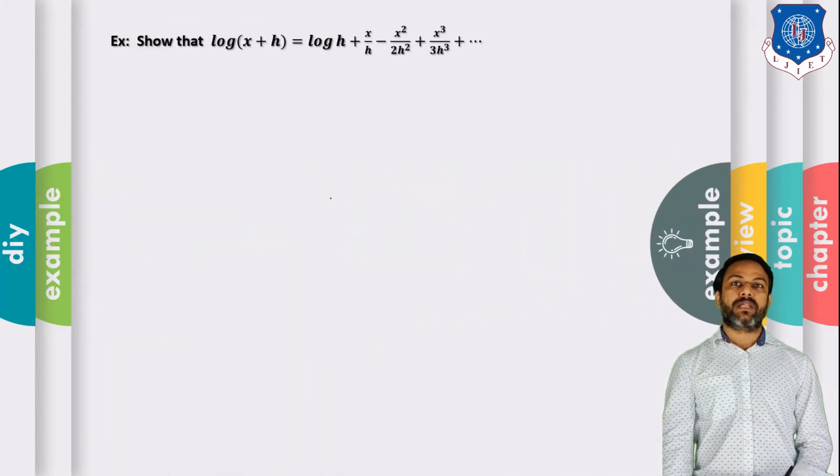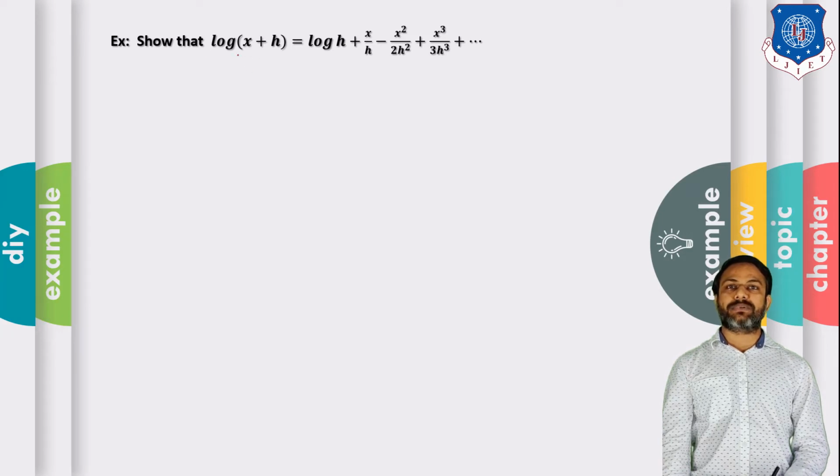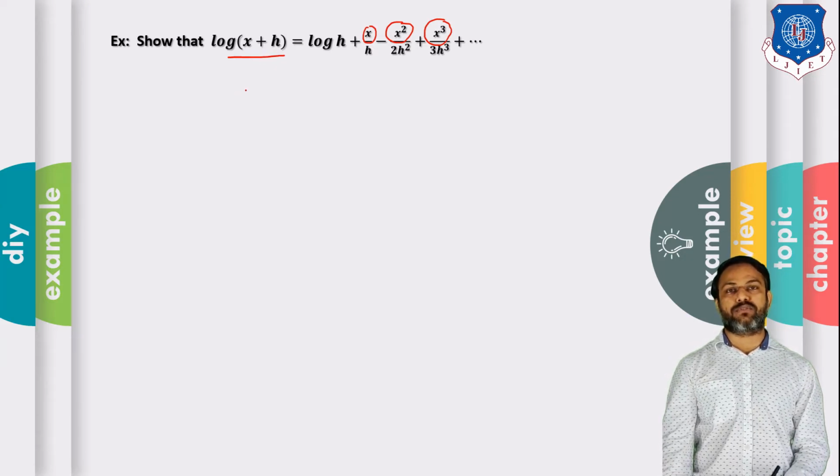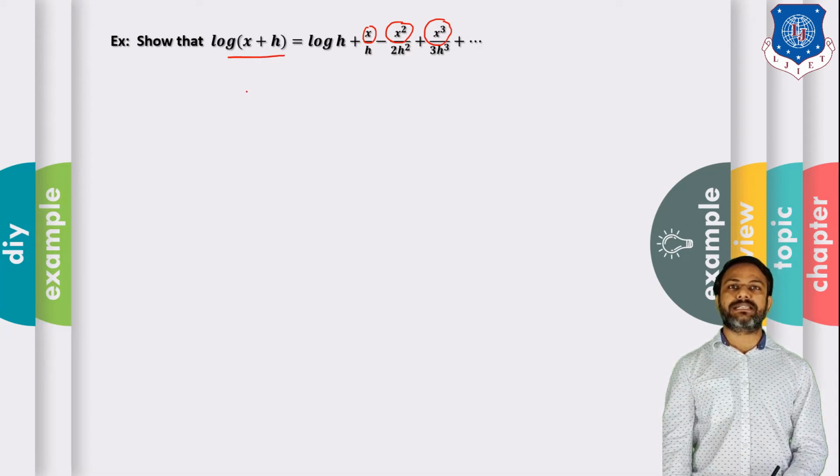First example, show that log of x plus h is equal to log h plus x by h minus x square by 2h square plus x cube by 3h cube plus and so on. So here we can see that power of x is given. So we have to expand this function in power of x, and function is of x plus h. So we need to think which form will be used in this example. So let's start, then we will see which form will be used.